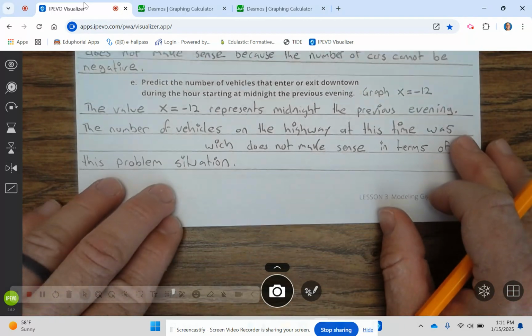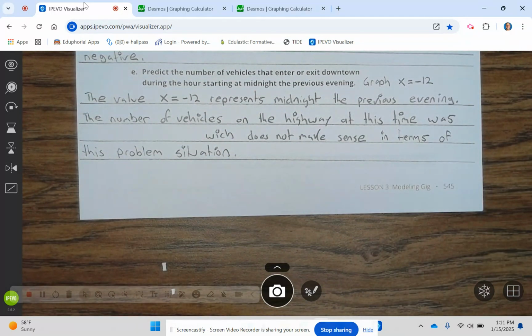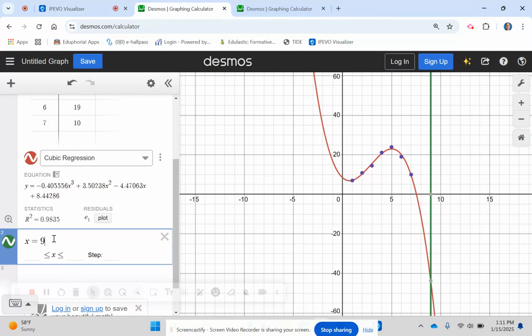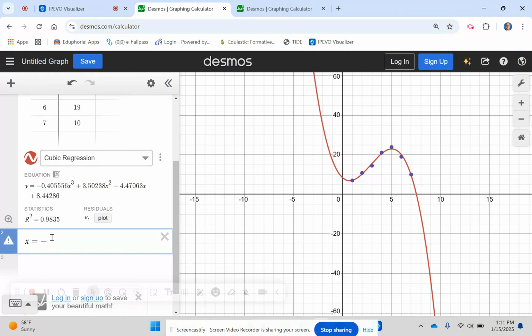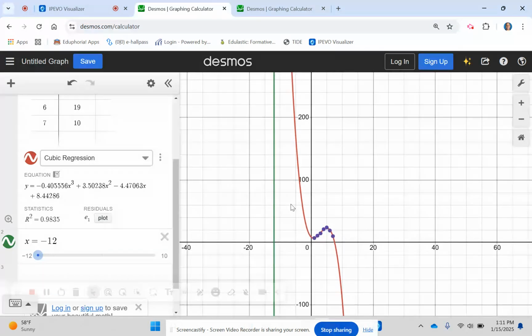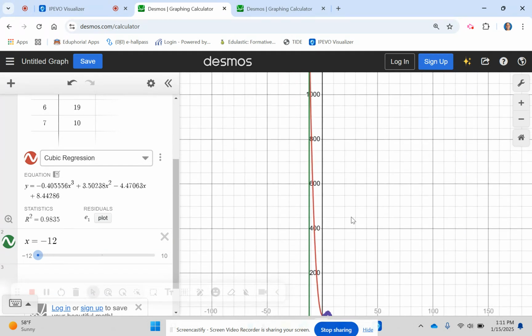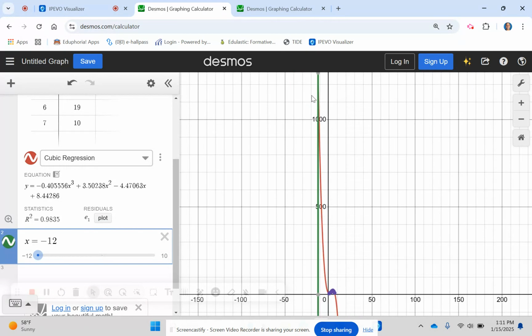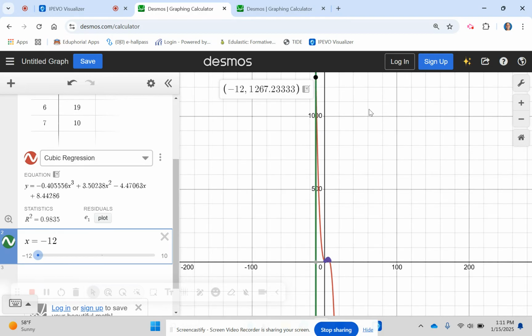And let's take a look at E. Predict the number of vehicles that enter or exit downtown during the hour starting at midnight the previous evening. So we need to graph x equals negative 12. Okay, and then I'm going to zoom out until I get to the intersection point. There.